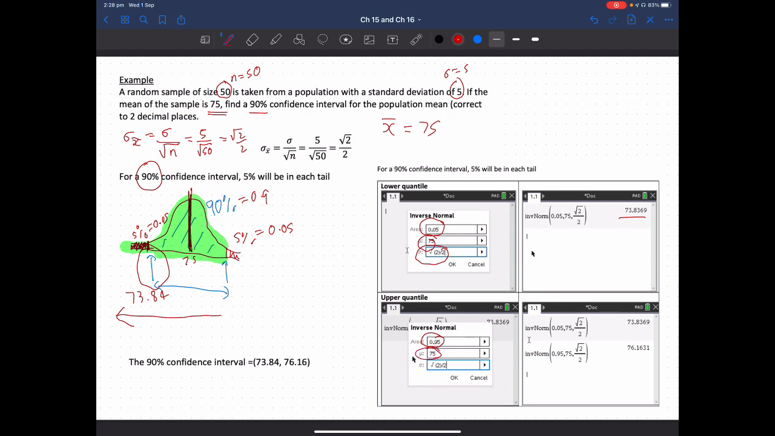The mean and standard deviation are the same. OK on my calculator gives me 76.16 to 2 decimal places. So my confidence interval is 73.84 to 76.16.